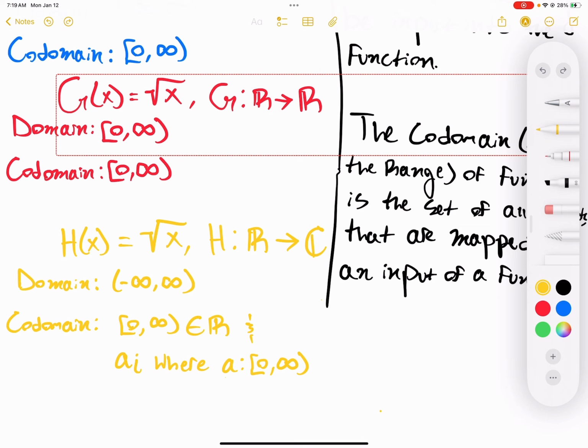Same function, different restrictions. So when you're trying to figure out what your domain and your codomain are, you have to consider what your restrictions are, so that you can figure out what your domain and codomain is.